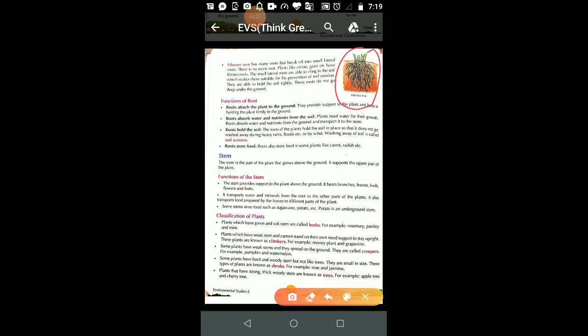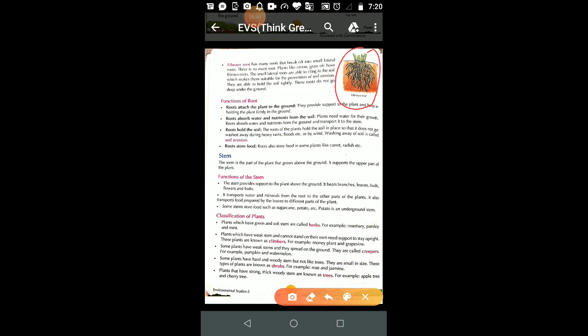Shrubs: plants that are lower than trees and often have branches near the ground are called shrubs. Is it clear? Examples of shrubs are rose, henna, etc. So these are the things which we have already discussed. Herbs: plants with soft and weak green stems are called herbs. Example: coriander.